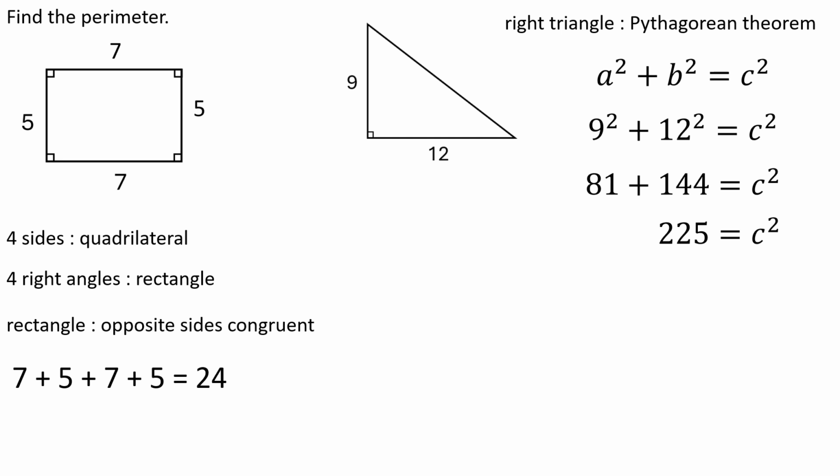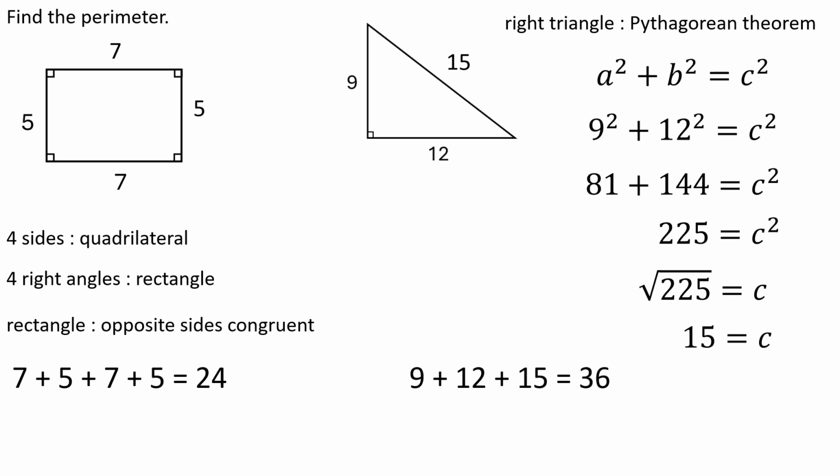Boy, it seems like a big number for that triangle. Oh, I forgot to take the square root. I just want to know the third side, not the value of the third side squared. Square root will give me 15. Now I know the missing side is 15. Now I know the length of all three sides. I can add those three sides together, and I get the answer of 36.